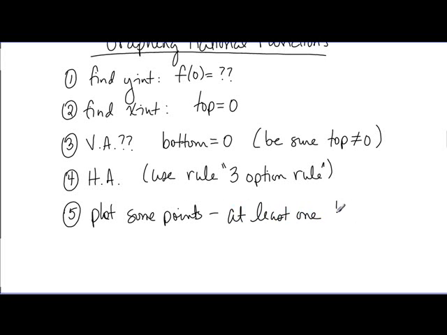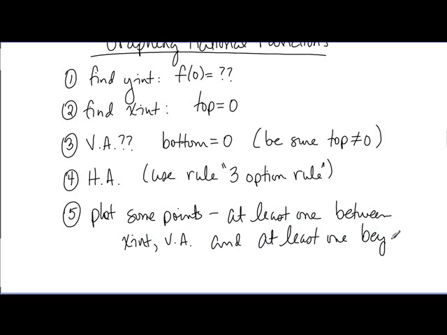between your x-intercepts and your vertical asymptotes, and at least one beyond. So outside of where, out further to the right and further to the left. So make sure you're plotting some points between x-intercepts and vertical asymptotes, and make sure you're plotting some points out to the right and the left.